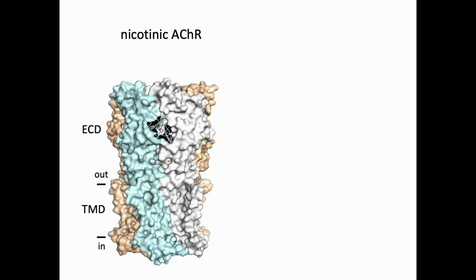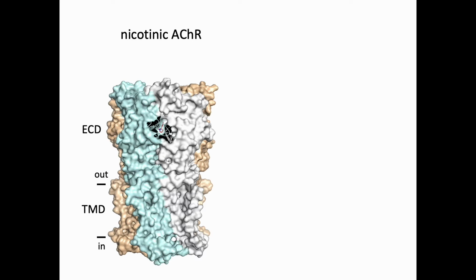So next, I want to introduce to you the nicotinic acetylcholine receptor, which is the preparation that we have studied. It is a ligand-gated ion channel that has 5 subunits that surround a central ion permeation pathway. It has a discrete extracellular domain, a transmembrane domain, and, not shown here, an intracellular domain, which is disordered.